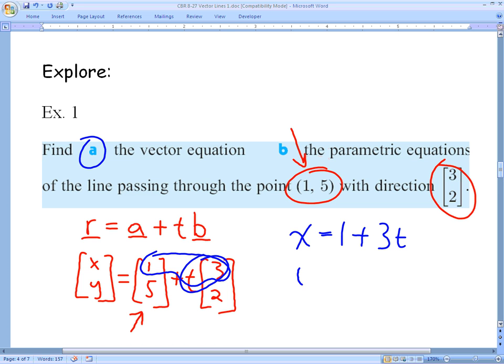I can do the same thing now with y. Try it on your own. Again, we've got our 5 here. So 5 plus, and then the 2 and the t are getting multiplied together, so 5 plus 2t. And that'll give me the same information that I just showed using the original vector equation.